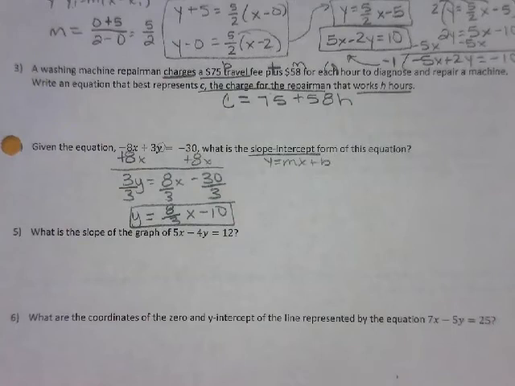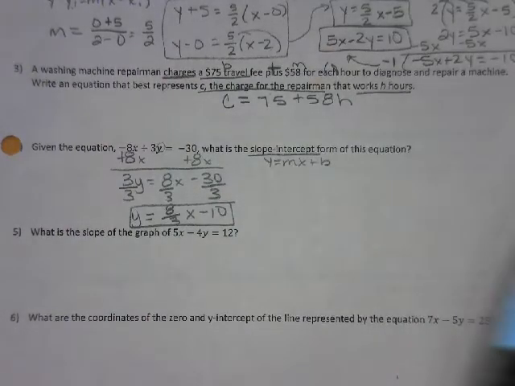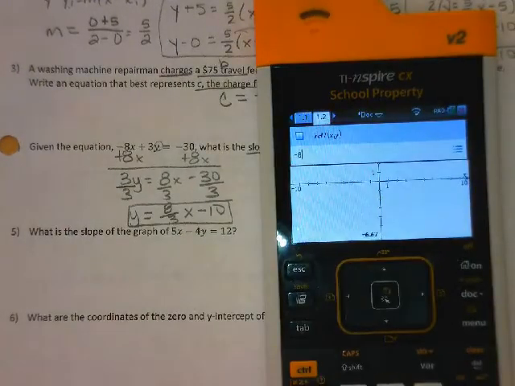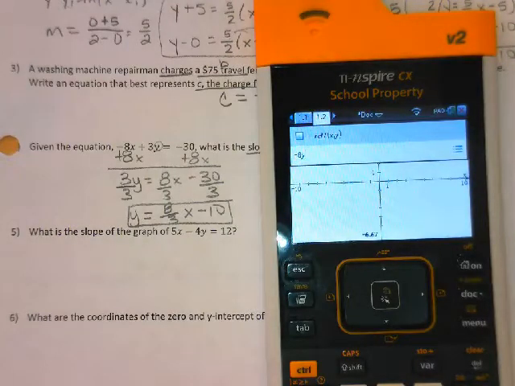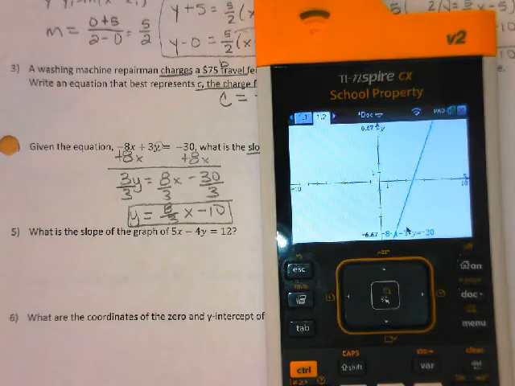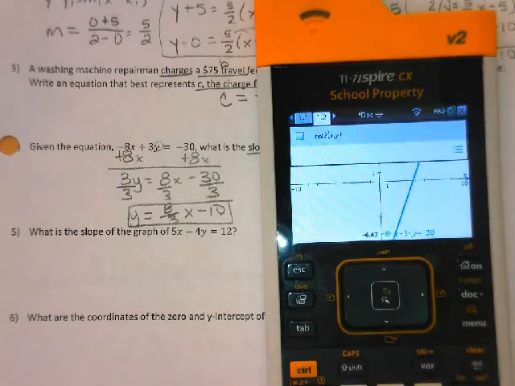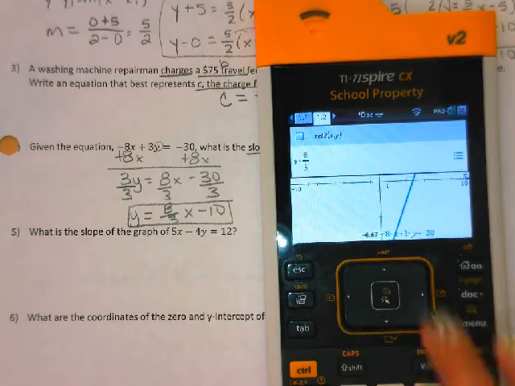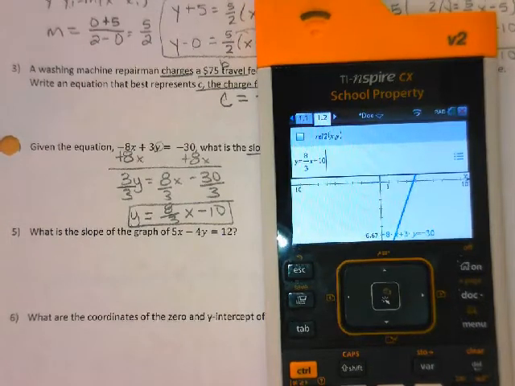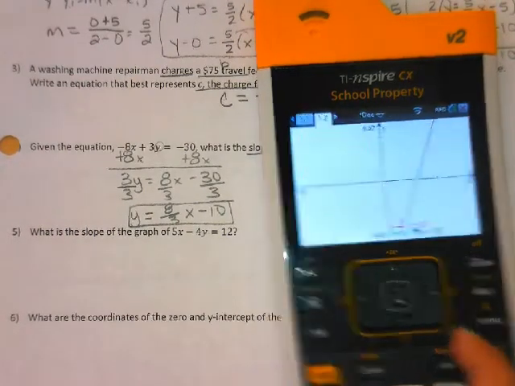And again, just like we've been practicing in class, graph them both. Negative 8x plus 3y is equal to a negative 30. There's my line. And y equals 8 over 3x minus 10. Oh, I did not hit tab, so none of that went in. Y equals 8 over 3x minus 10. They overlap. We're good to go.